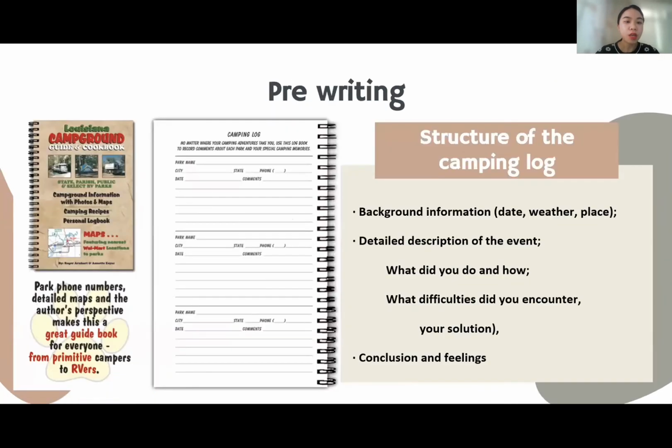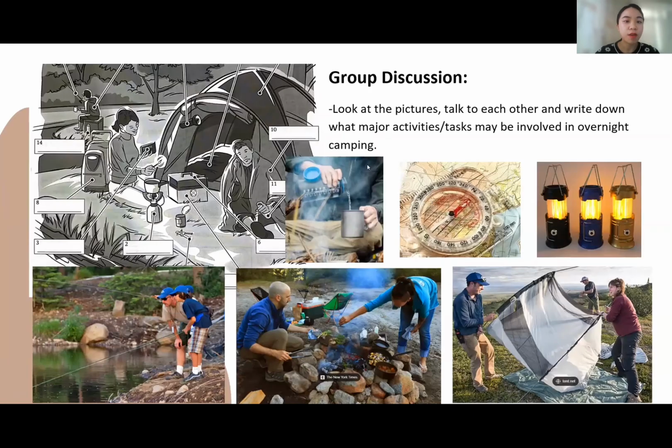Before writing, the teacher will briefly introduce the structure of the camping log because students have never been exposed to this kind of writing before. The camping log should begin with the background information like date and place, include a detailed description of the event, and end up with conclusions and feelings. Then we will have a brainstorm activity. Students should look at the pictures, discuss and write down the major tasks involved in an overnight camping. So there may be fishing, cooking, pitching tents, and water purification, and so on.